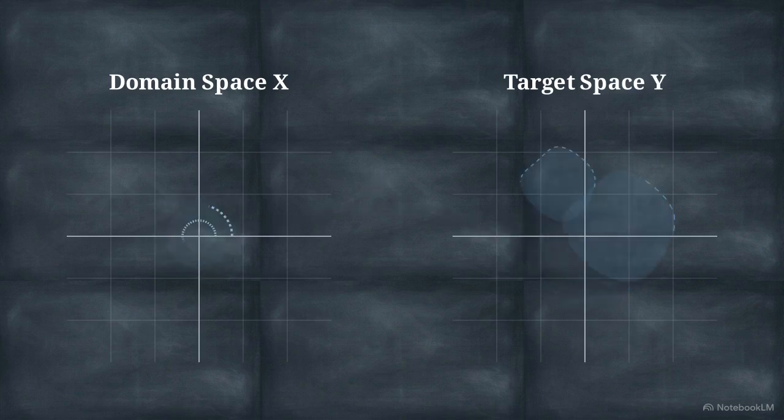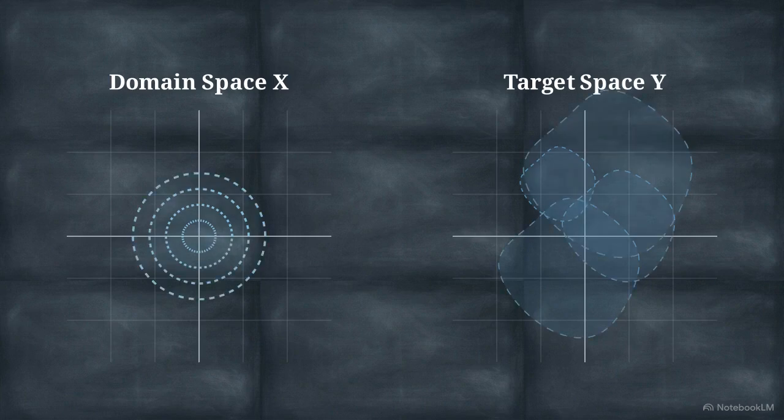We start step A by taking expanding spheres in space X, which map to these overlapping blobs in space Y. By applying the Baire category theorem, we prove that the closure of one of these mapped blobs, its hard solid outline, must contain an open sphere.